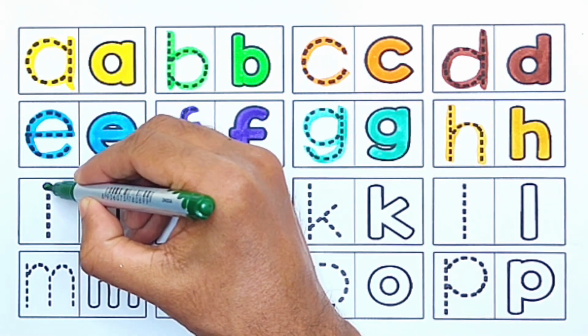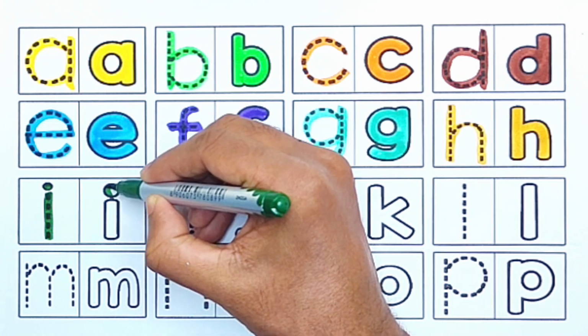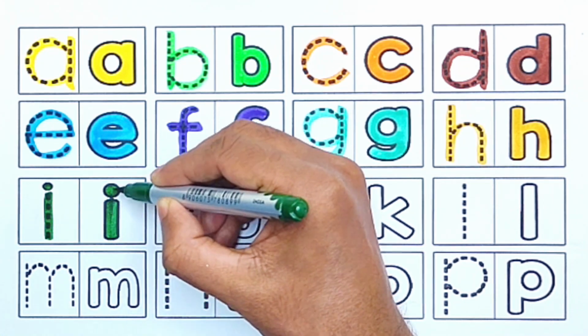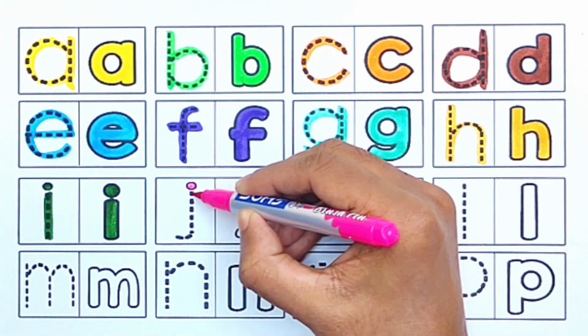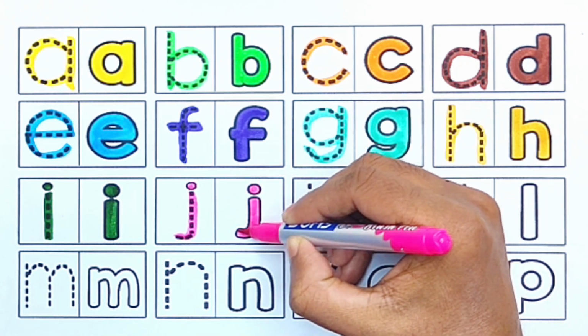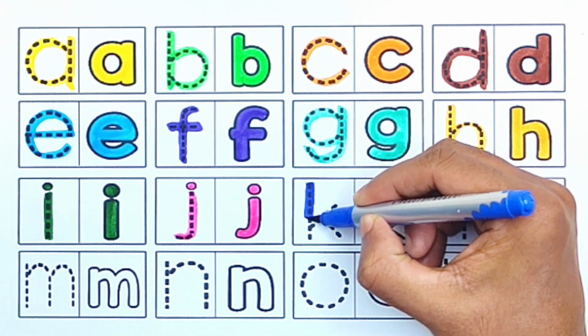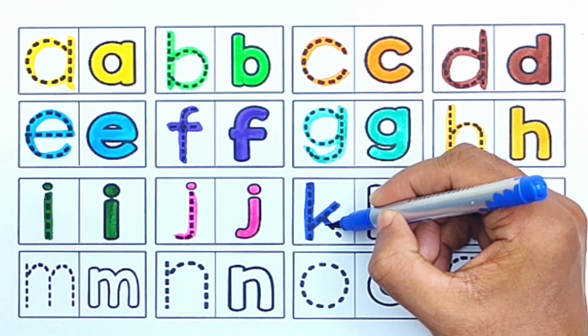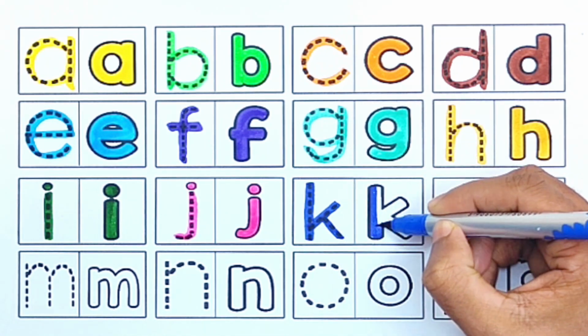Green color. I for ice cream. Pink color. J for juice. Blue color. K for kite.